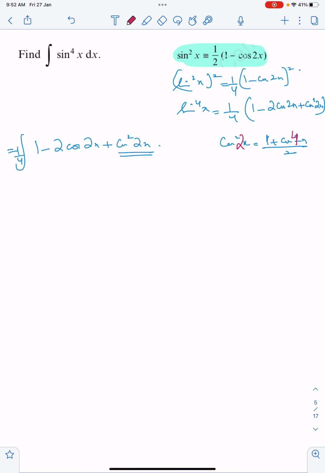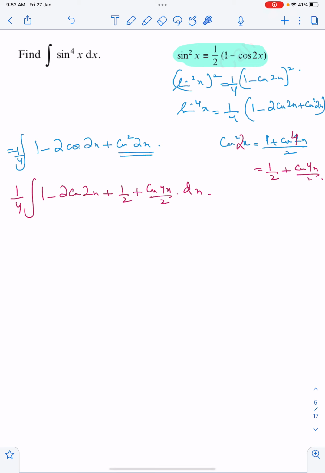Now it's 1 upon 4, 1 minus 2 cos 2x plus, in place of cos square 2x, I'm writing half plus cos of 4x divided by 2. Now I have to integrate this whole thing. Let's start with the integration process now.